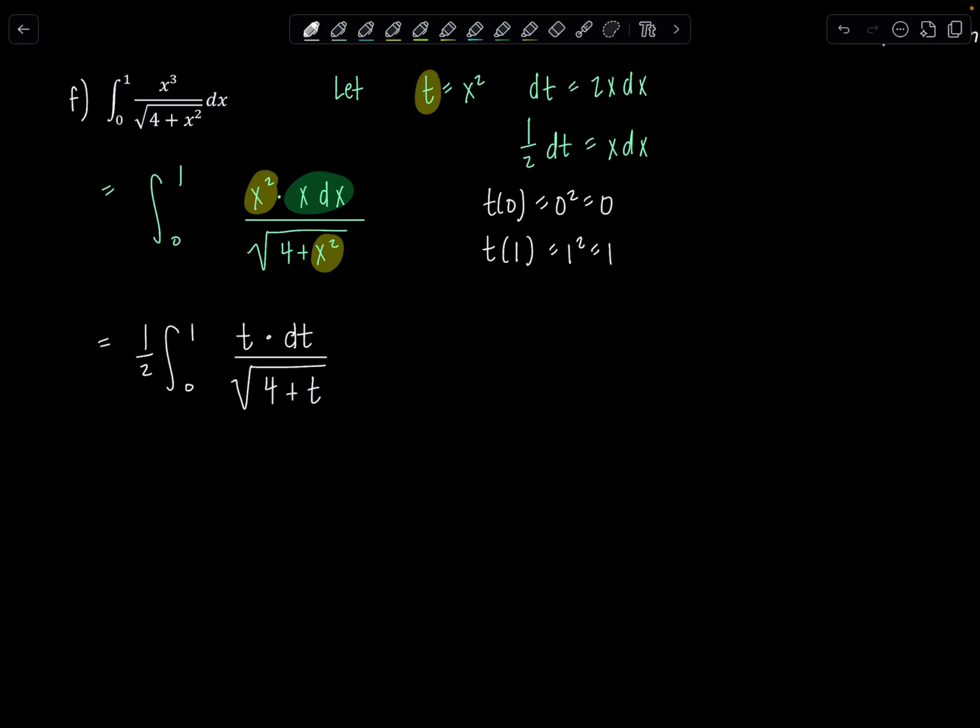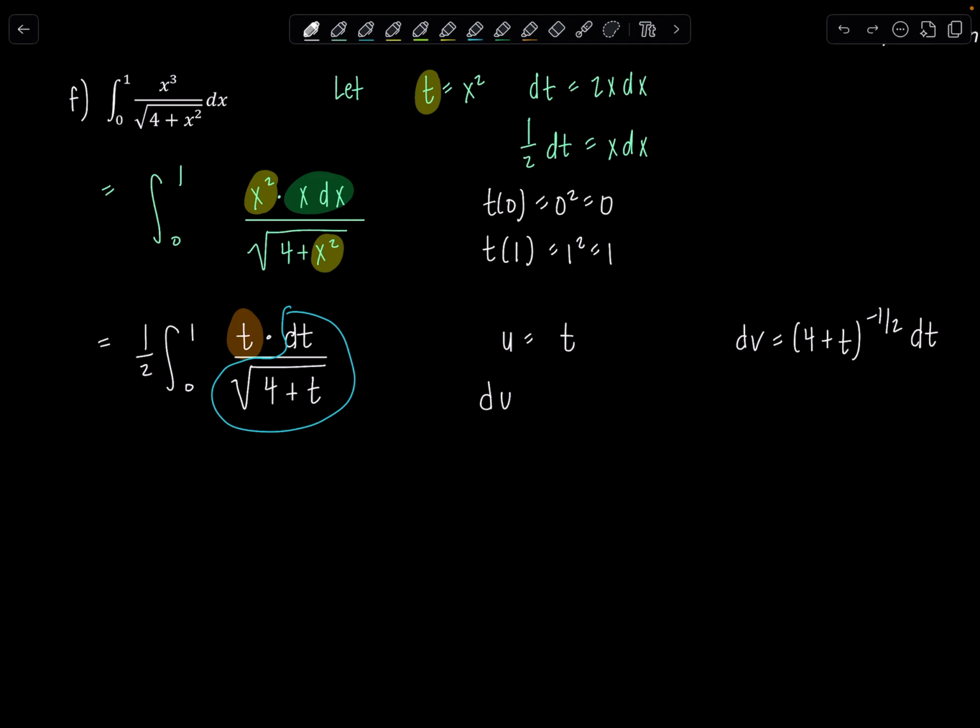Let's try setting up u and dv. I'm going to go in, let u be the polynomial sort of that we see, right? Technically, just plain old t is a polynomial, a boring one, but it is a polynomial. And then that means dv would have to be the rest of everything, dt over the square root of 4 plus t, which is the same as 4 plus t to the negative 1/2 dt. Okay, let's see if this gets us anywhere.